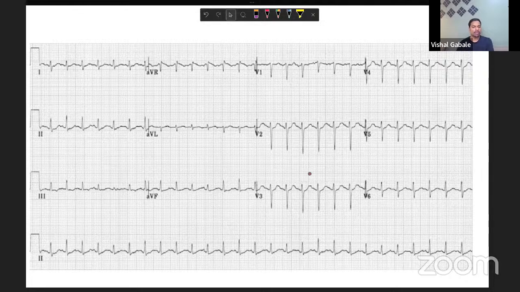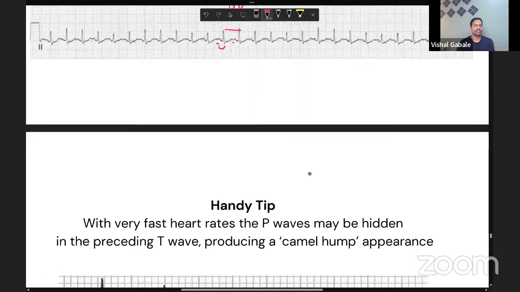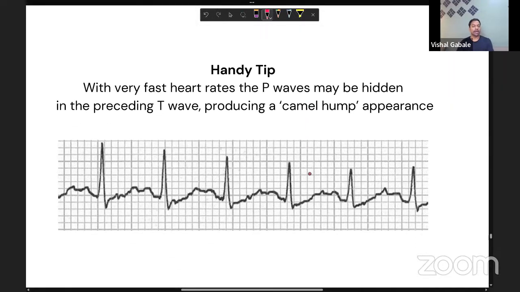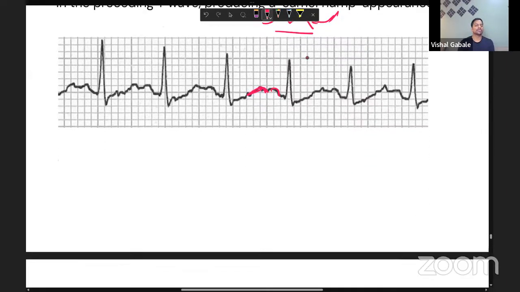You can see P wave is there. There is a QRS. There is a T wave. Very quickly, the heart rate is around 300 divided by 2, that is 150. Okay. So the heart rate is 150. This is sinus tachycardia. No doubt about that. And a handy tip is there. Here you can see the T wave and P wave are quite merged with each other. So this is the T wave. This is the P wave. And this looks like what? Camel hump. That's why it is called camel hump appearance. Therefore, remember this sinus tachycardia is very common and associated with this camel hump appearance.